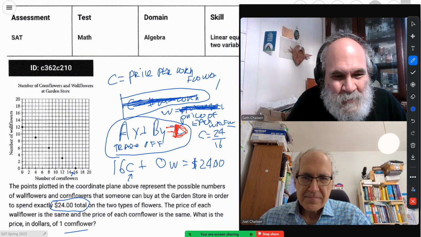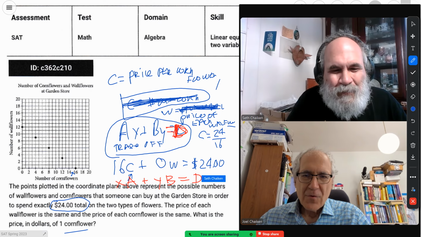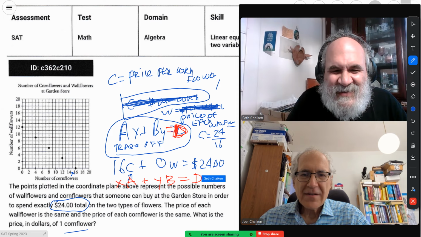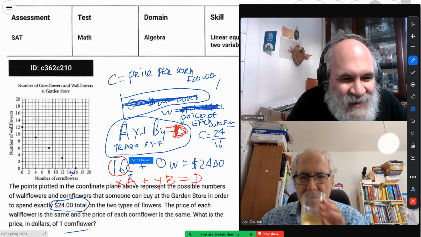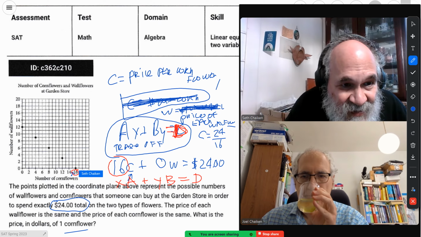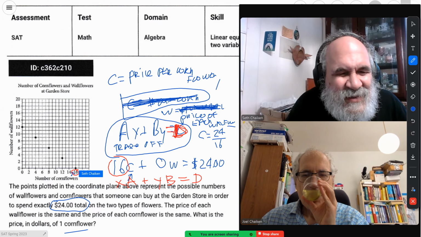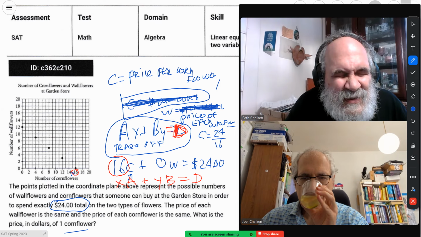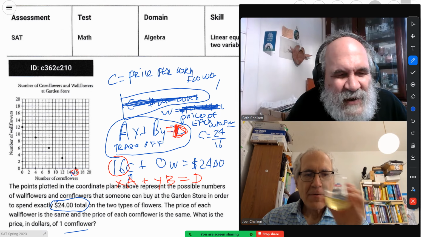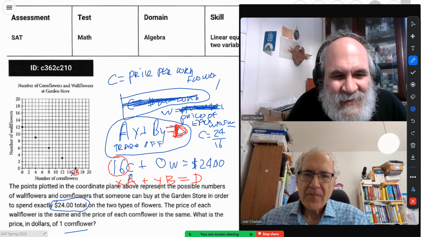it should be written x times a plus y times b equals d. Or ax. Because the 16 is a coordinate, the value of a coordinate on the x-axis. True.